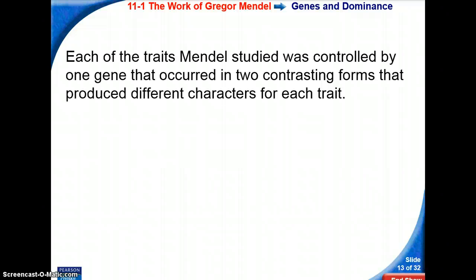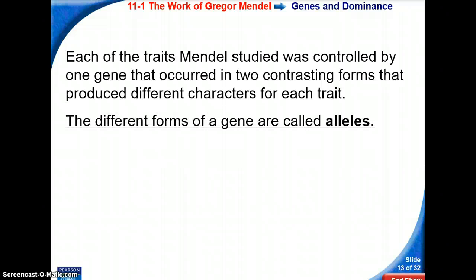So each of the traits that Mendel studied was controlled by one gene that occurred in two contrasting forms that produced different characters for each trait. The different forms of a gene are called alleles. So the trait is tallness, and the allele is tall or short.